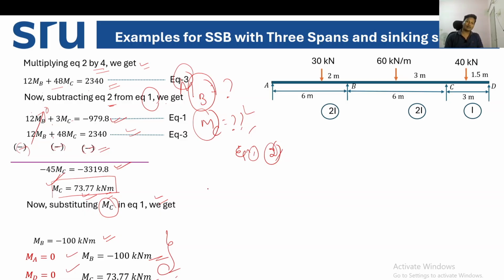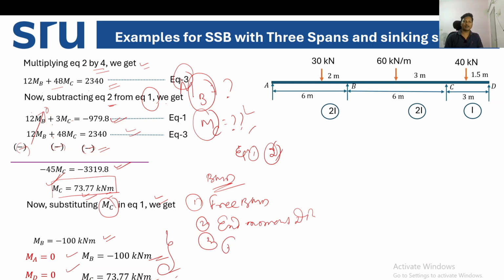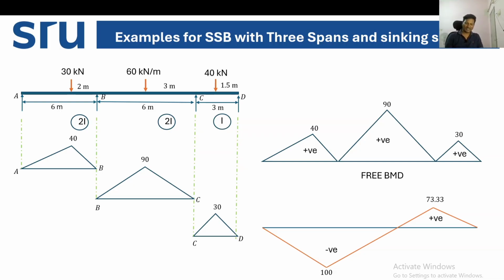The time is, we have to draw the bending moment diagram. So what are the steps? First is the free bending moment diagram. Second, the end moment diagram. Third is the final bending moment diagram. So let us draw the individual diagrams, or bending moment diagrams.